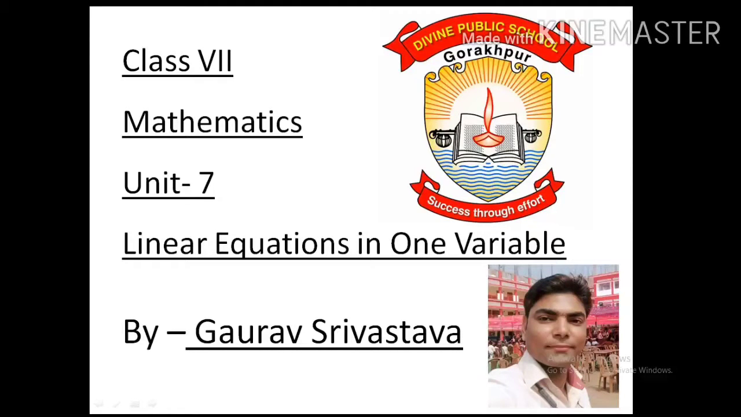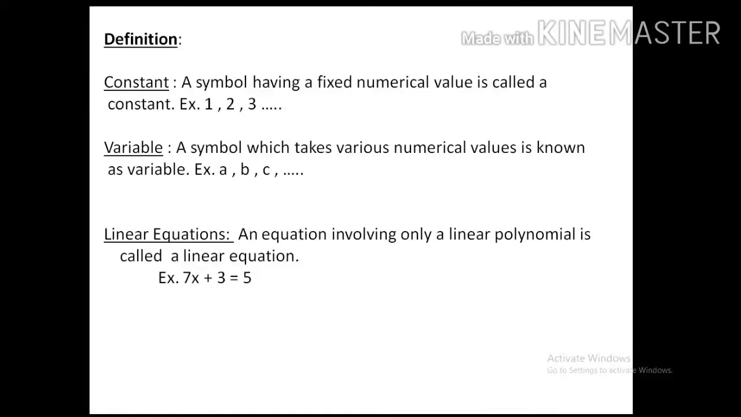Today I am going to start unit 7, that is linear equations in one variable. Now let's start. First of all we have to know the definitions. First, constant: a symbol having a fixed numerical value is called a constant, for example 1, 2, 3, etc. Second, variable: a symbol which takes various numerical values is known as a variable, for example a, b, c, etc.